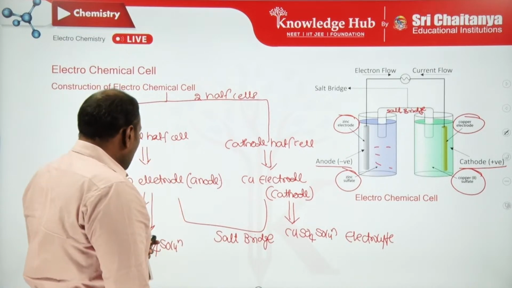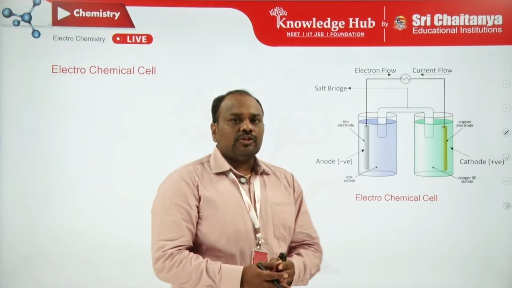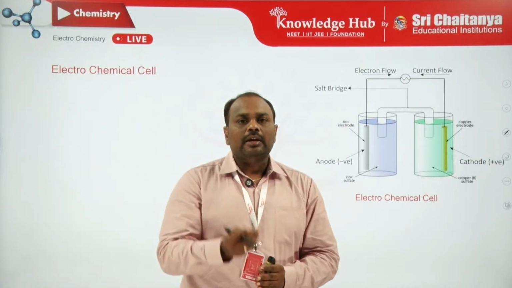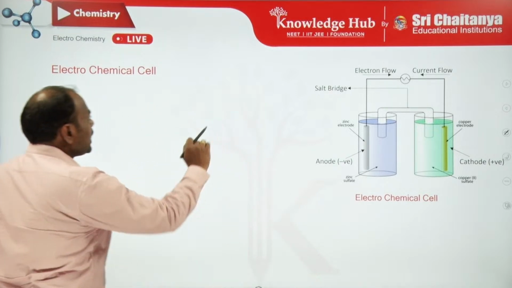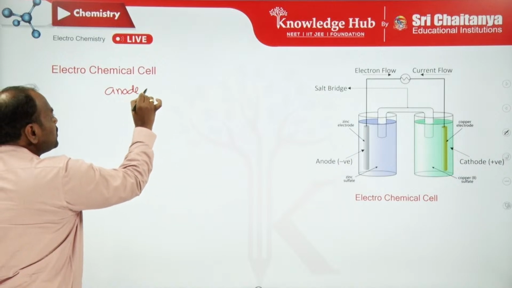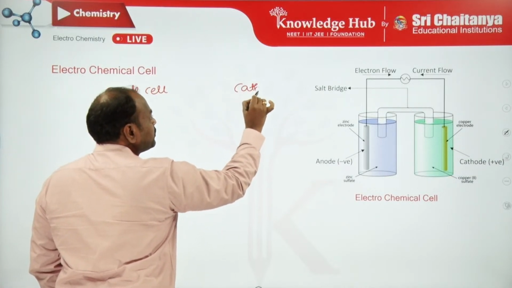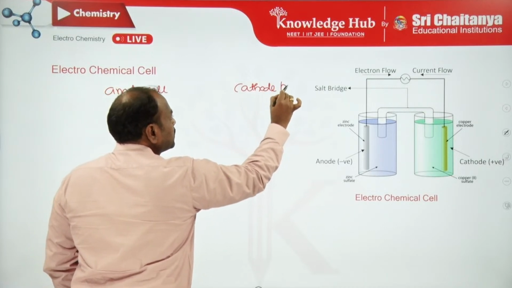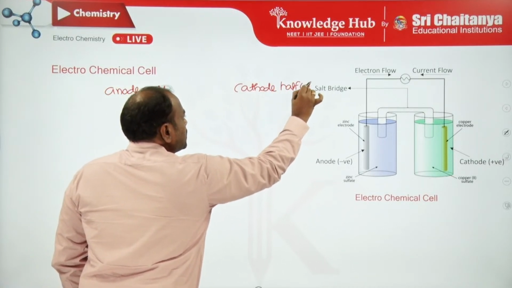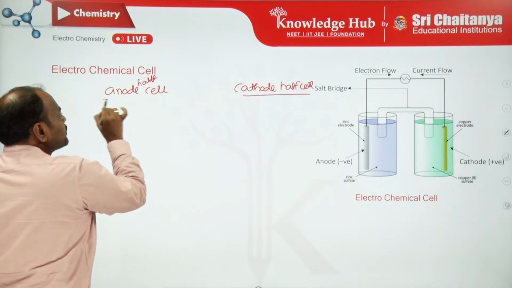Now what are the changes that take place? To initiate the reaction we are passing a little bit of current. When we are passing the current, what are the changes that take place in the left side anode half cell and the right side cathode half cell?